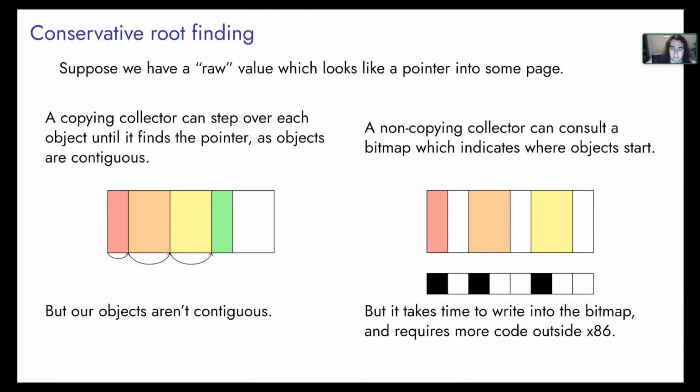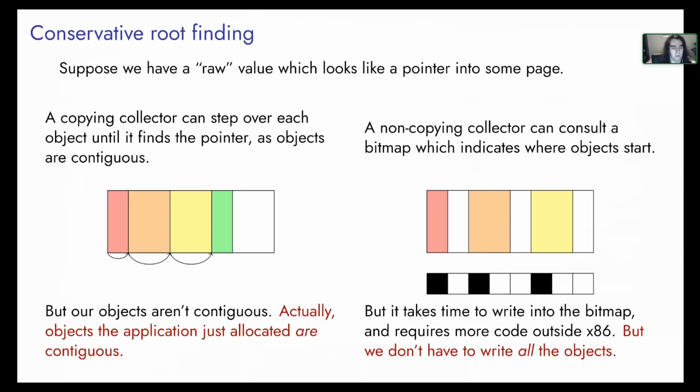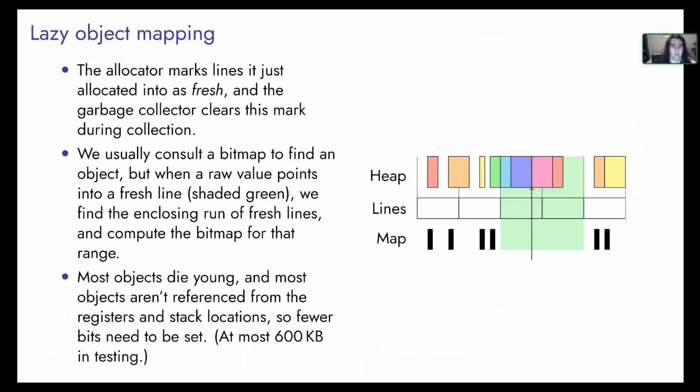But it takes time to write into this bitmap, and it's particularly annoying when we're not on the x86 instruction set, because x86 has an instruction which lets us write into a bitmap with the one instruction, whereas we have to do the computation to index the bitmap ourselves on other platforms. However, both of these are somewhat overestimates here. When we're dealing with our collector, because we still bump allocate, all the objects we just did allocate are contiguous. And also, we don't actually have to record all the objects, just the ones that the collector might end up finding. So, I use kind of a hybrid approach.